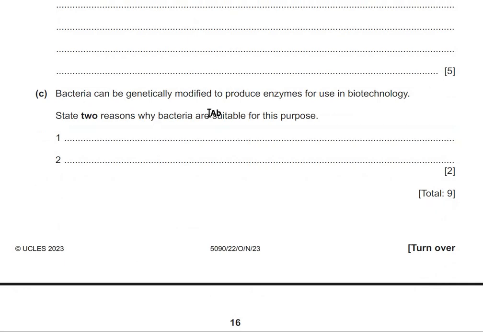Now, part C says bacteria can be genetically modified to produce enzymes for use in biotechnology. State 2 reasons why bacteria are suitable for this purpose. Bacteria are used to produce enzymes and they're used in biotechnology. Why is that so? Because there are no ethical concerns when we use bacteria and when we use viruses. If we would have been using human genes, there would have been a lot of ethical concerns. Moreover, there is a rapid reproduction, multiplication, or replication rate in bacteria because they carry out binary fission, they are genetically identical, and they have asexual reproduction.